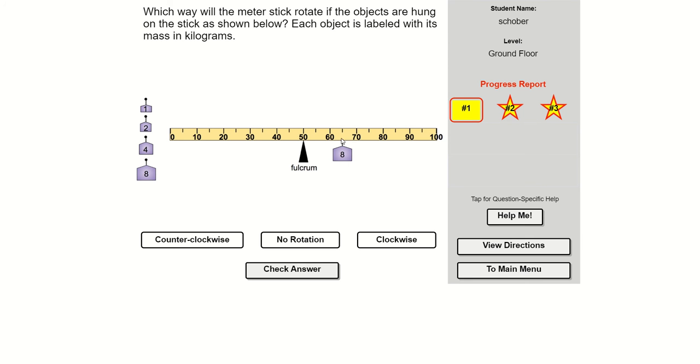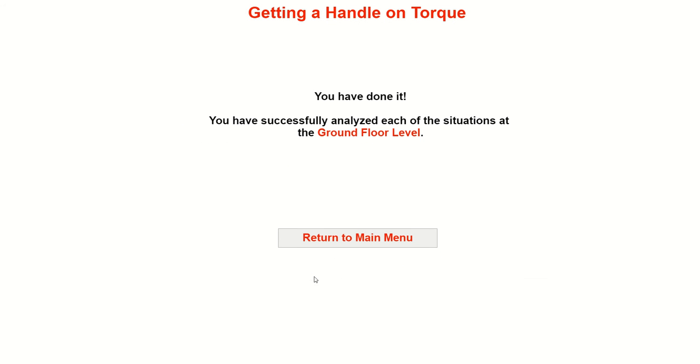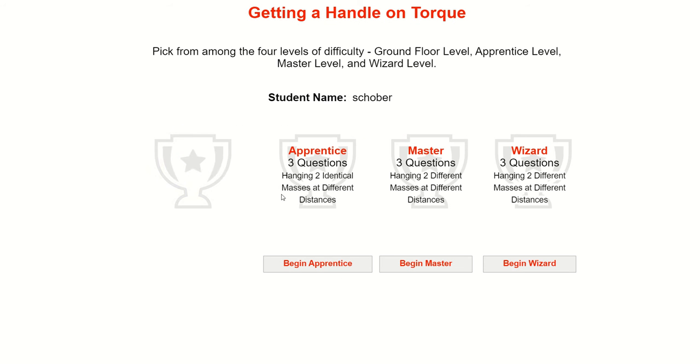Again, bigger weight. Still on the right side, this is going to cause clockwise rotation. The whole thing's going to rotate, the right side is going to be moving downward, the left side is going to be moving upward. So again, clockwise, check answer, boom. Super easy stuff. We finish ground floor.